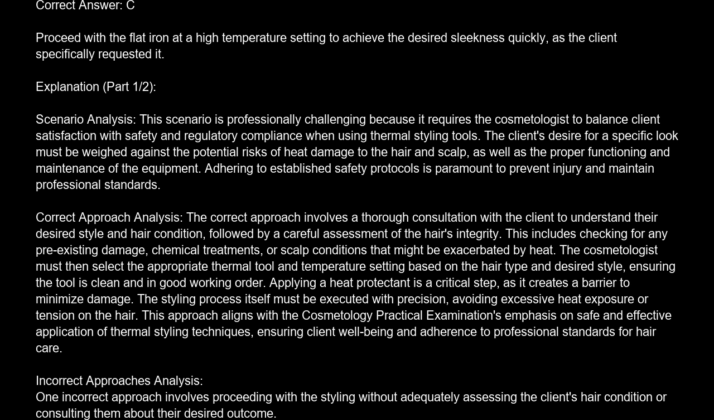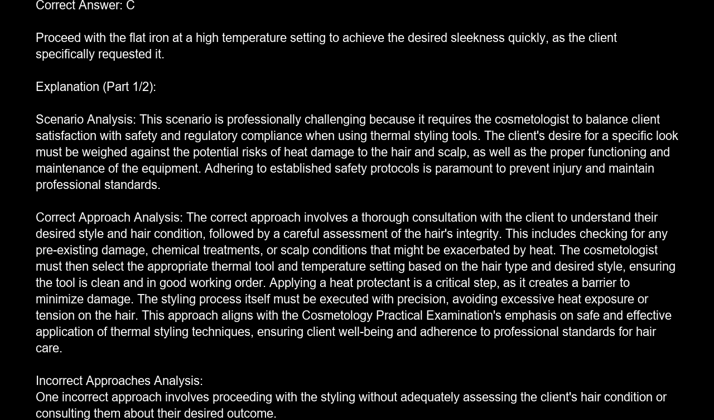This scenario is professionally challenging because it requires the cosmetologist to balance client satisfaction with safety and regulatory compliance when using thermal styling tools. The client's desire for a specific look must be weighed against the potential risks of heat damage to the hair and scalp, as well as the proper functioning and maintenance of the equipment. Adhering to established safety protocols is paramount to prevent injury and maintain professional standards.